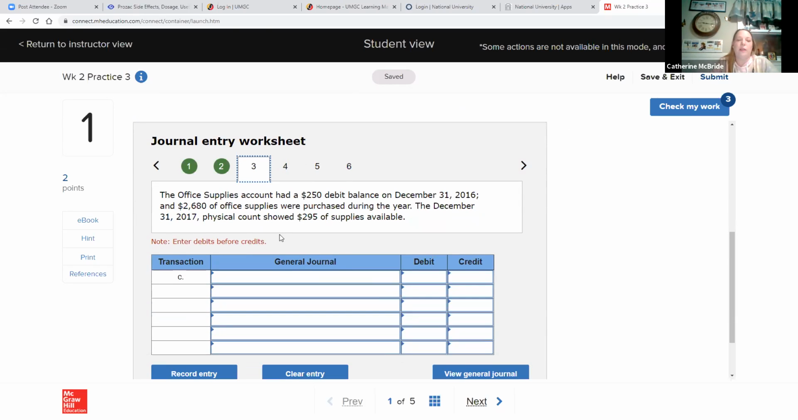All right, the next one is, now we're looking at office supplies. This is going to work the same way. So the office supplies account had a $250 debit balance at the beginning of the year.